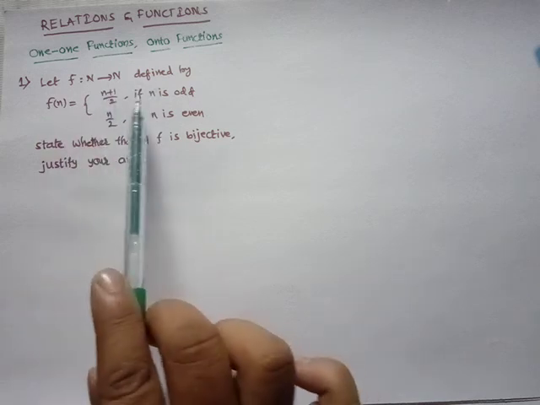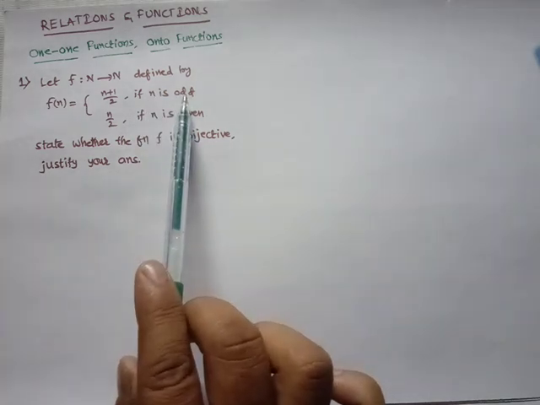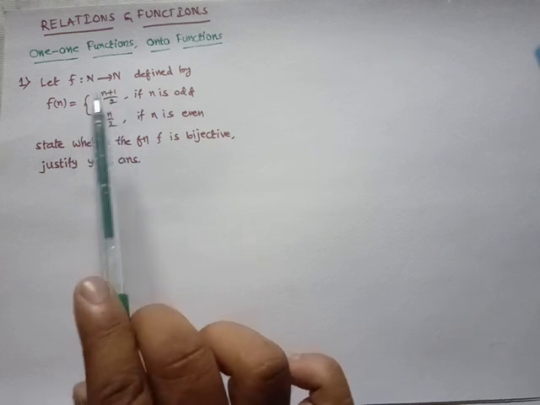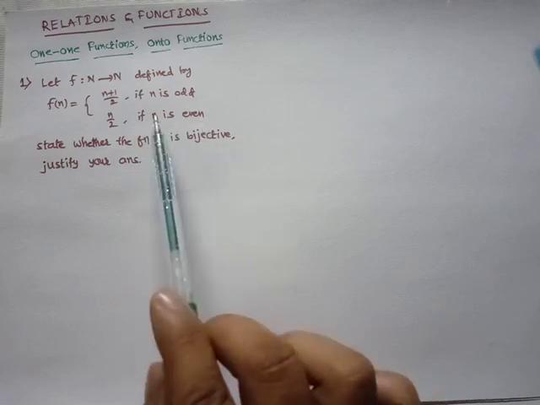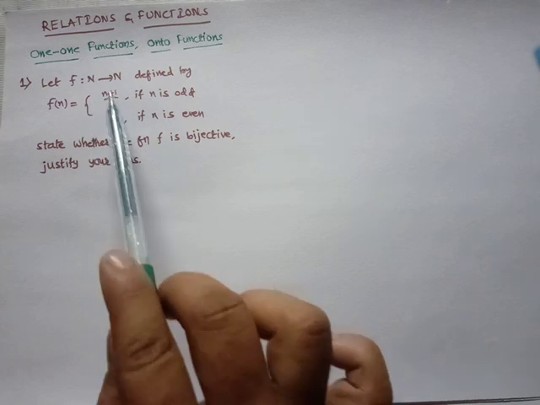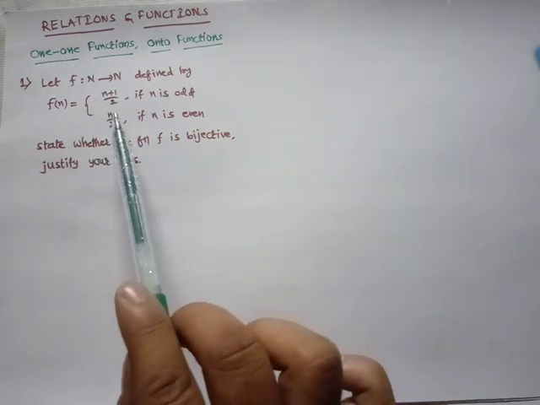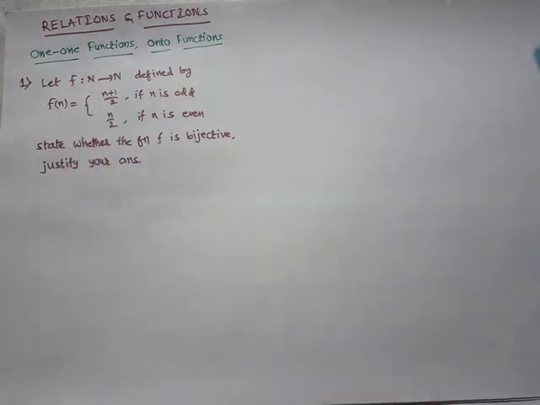(n plus 1) by 2 if n is odd, so for an odd number, odd plus 1 by 2 will come as it will be divided by 2, and n by 2 if n is even. If n is even, it is divided by 2 directly, and in both cases you are getting a number which is divisible by 2 only. State whether the given function is bijective or not, and justify your answer.